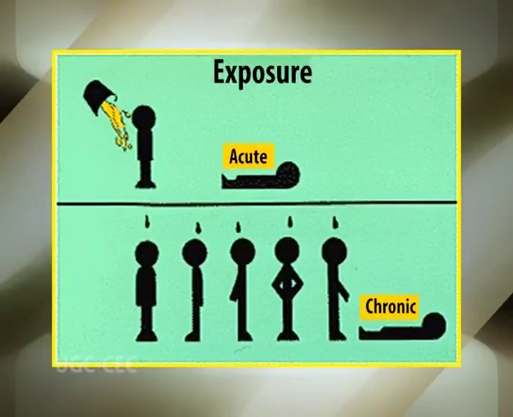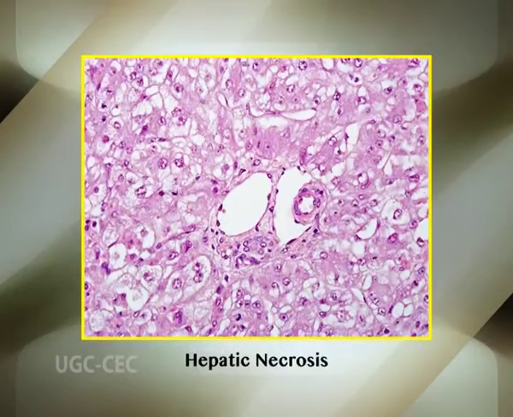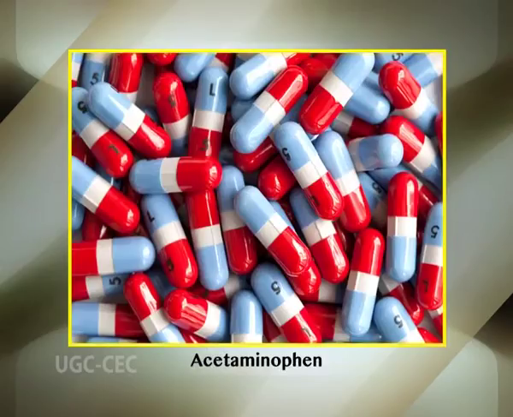Drug toxicity can occur on many different time scales. Acute toxicity results from a single exposure to a drug with adverse effects resulting in minutes to hours. Examples of acute toxicity are the massive hepatic necrosis that can occur after a single toxic dose of acetaminophen.